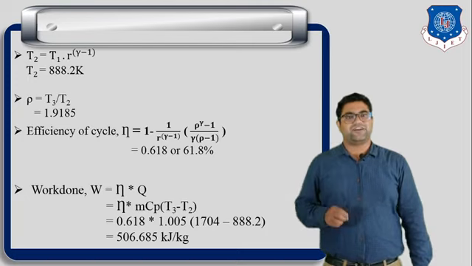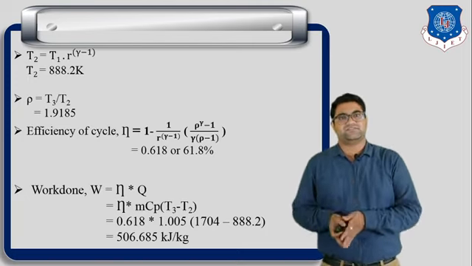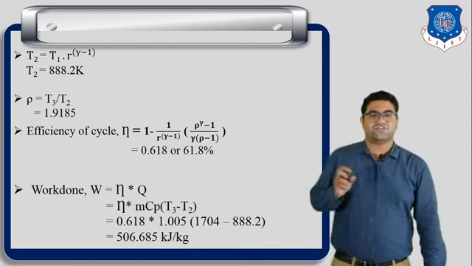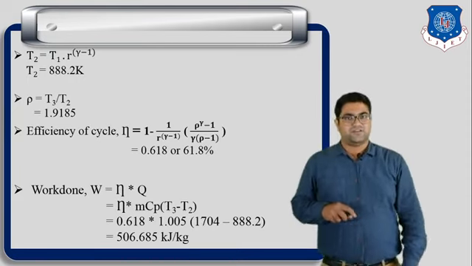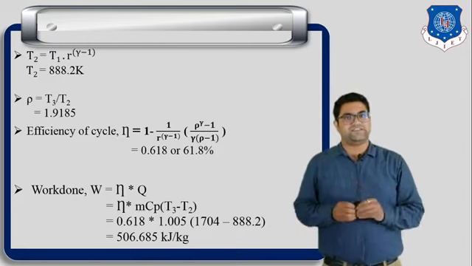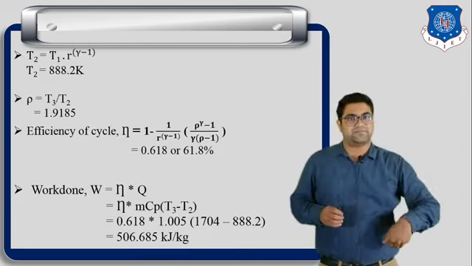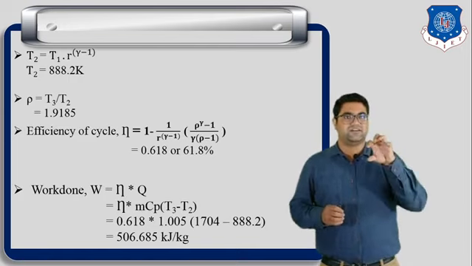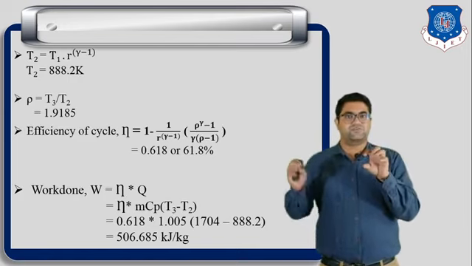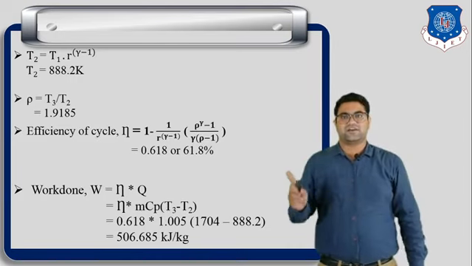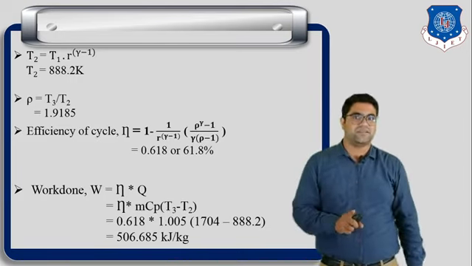Mean effective pressure is equal to work done divided by the swept volume. Okay, so first of all we have to find the work done. Now we know the formula of efficiency: efficiency is equal to work done divided by the heat supplied. So to find the work done, we can do efficiency into the heat supplied. Okay, so let us start. Work done is equal to efficiency into heat supplied.